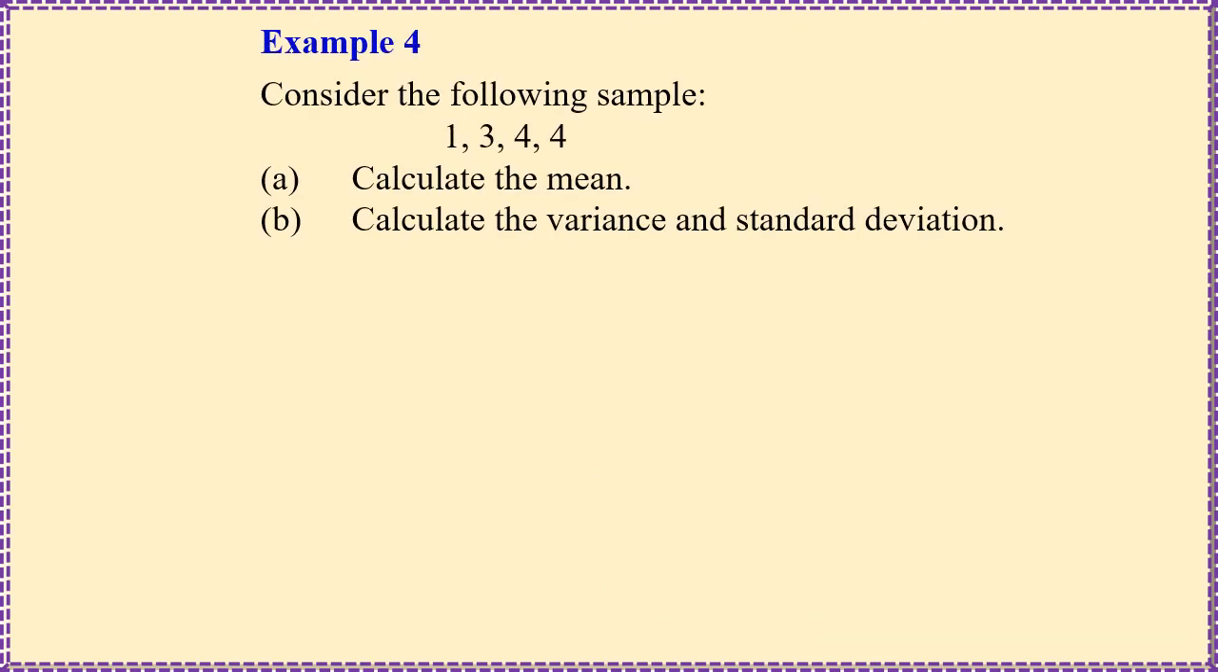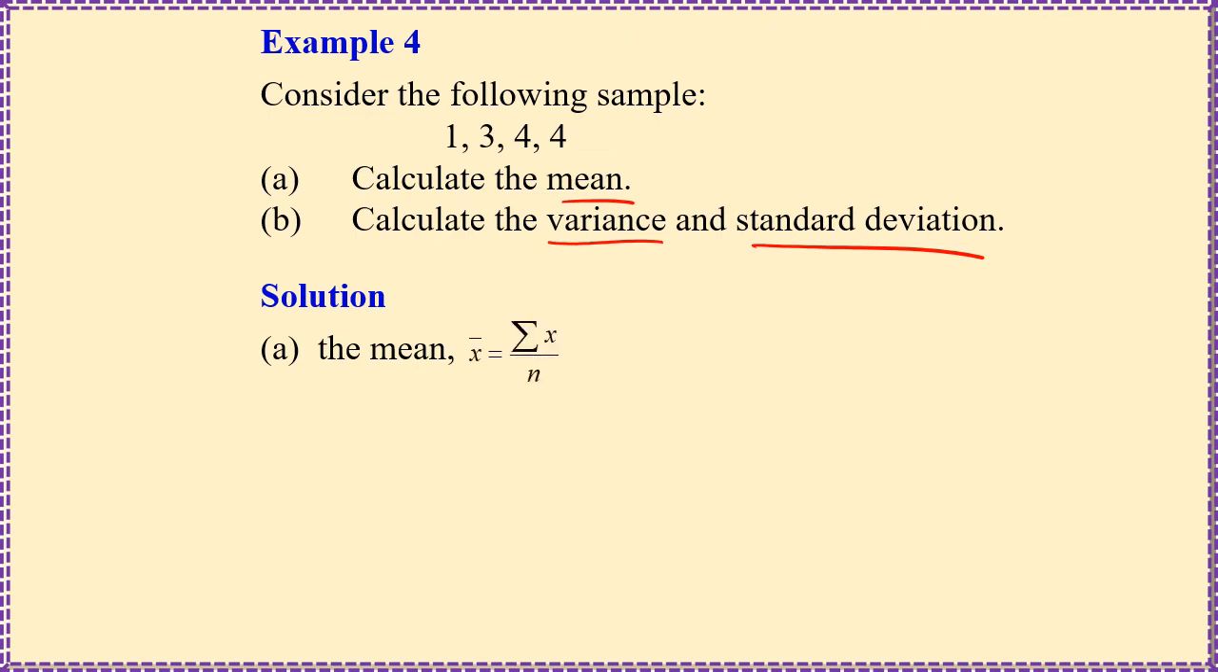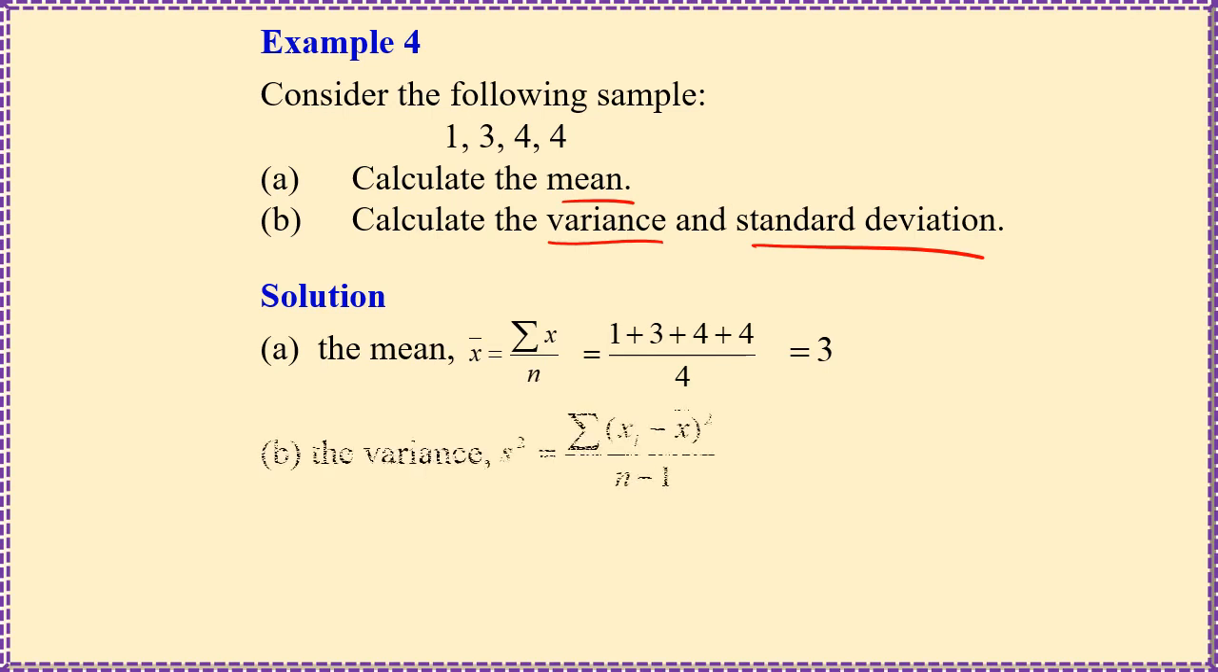Example 4. Consider the following sample. First, they ask you to calculate the mean, and then calculate the variance and standard deviation. How to find the mean? We use the formula summation of x over n. We have 4 data, total up everything, we have 12 over 4, which is equal to 3. So this is our mean. And then calculate the variance and standard deviation.